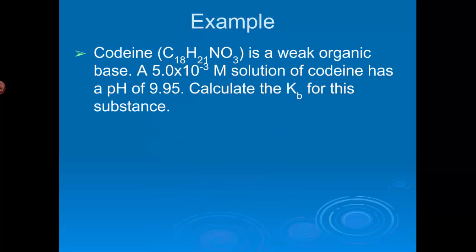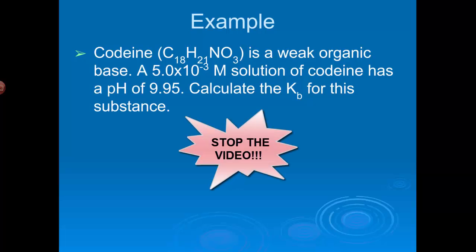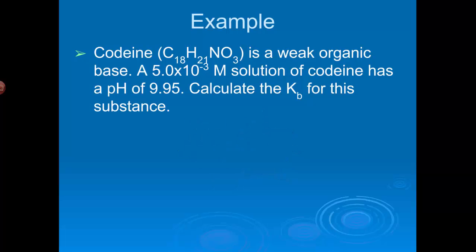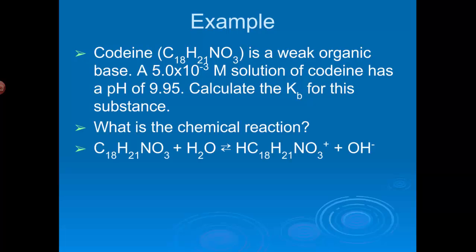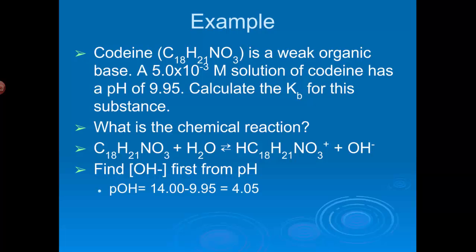Okay, here's another example. I want you to write this down, stop the video, and try it. Okay, this time I've given you the pH. I want you to find Kb. It's going backwards. Okay, got it? See how you did. Well, first, what's the chemical reaction? Codeine plus water goes to protonated codeine plus hydroxide. First, we need to find the OH minus concentration, because we have the pH. We can use that information to find the hydroxide concentration.